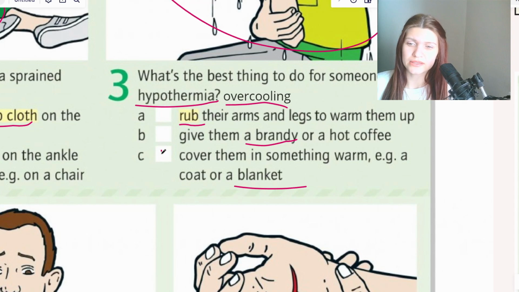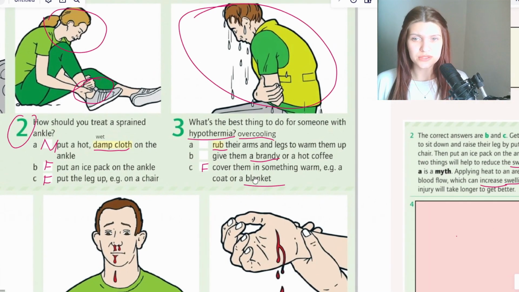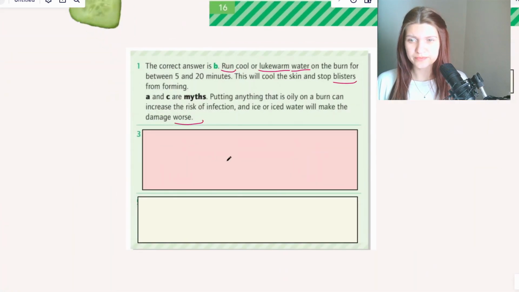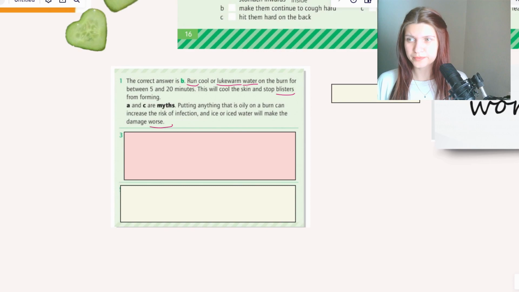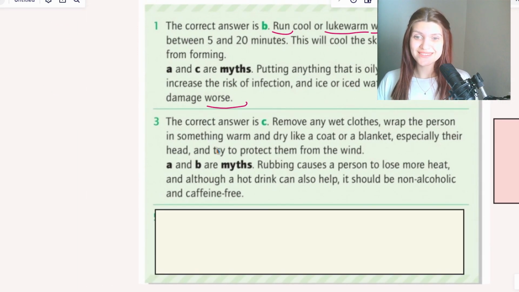I think it's a fact. I think. I don't know about them. We should check, yeah? How do you think? Let's read. The correct answer is C. Remove any wet clothes. Remove means to... one second. To take off, yeah? Take off any wet clothes.